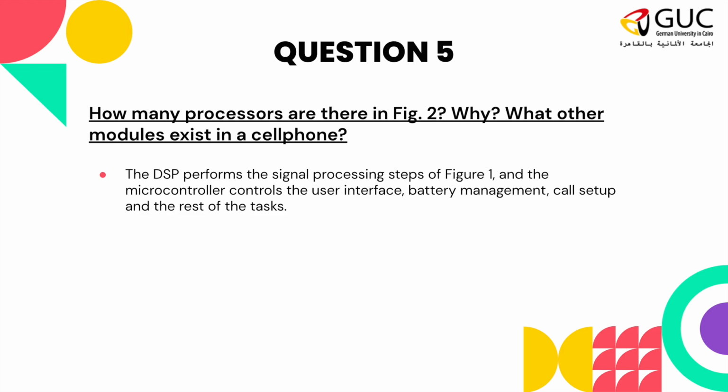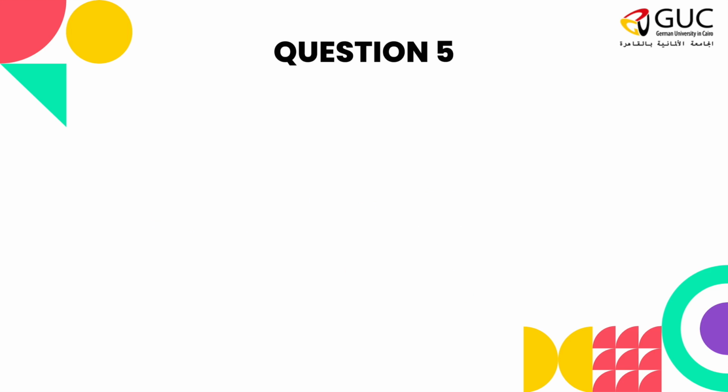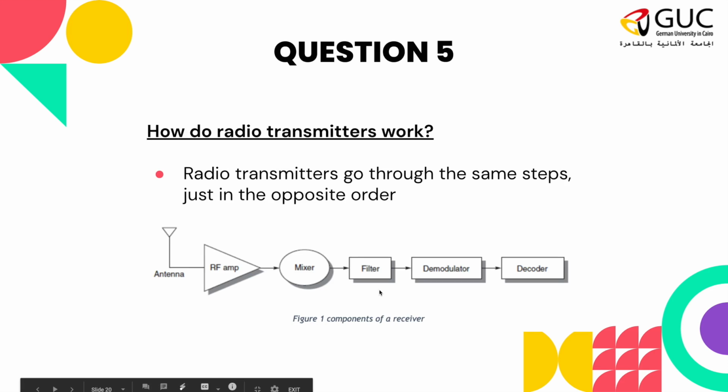If you remember figure 1, we can go back to figure 1. Here, all of these steps are done inside the DSP. So apart from the antenna, the RF amplification, the mixer, the filter, the demodulator, and the decoder are all happening inside the DSP, and vice versa if I'm starting to transmit, not receive. So I'll have an encoder, a modulator, filter, mixer, and RF amplifier.